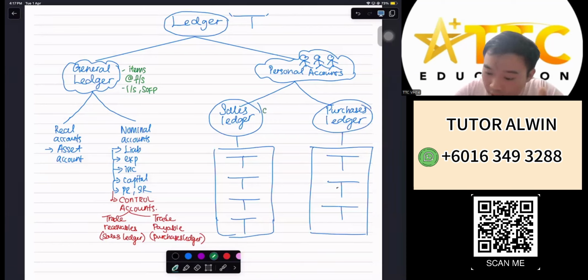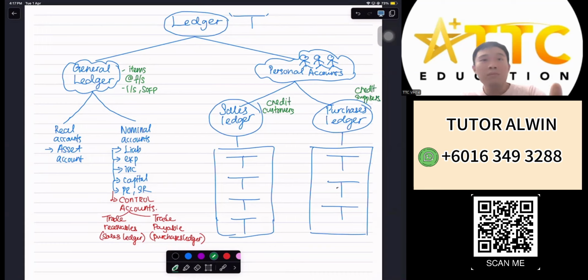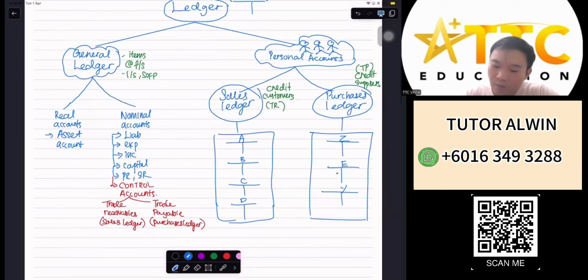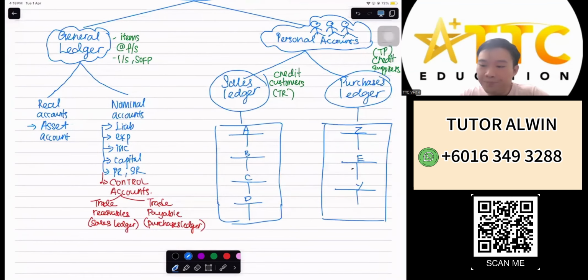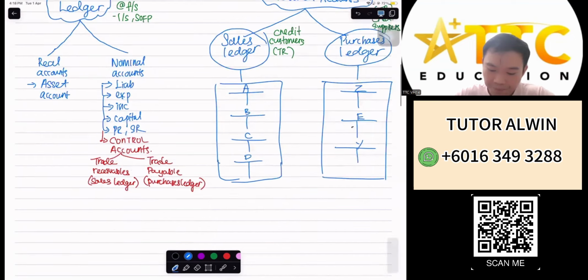So this is for our credit customers, and here will be all our credit suppliers. Credit customers will be our trade receivables, and credit suppliers will be all our trade payables. So we have Mr. A, Mr. B, Mr. C, Mr. D, and then on the other side we have Miss Z, Miss E, Miss Y. Sales ledger will have a balance of all debit side, in general. We will have a debit side balance here.